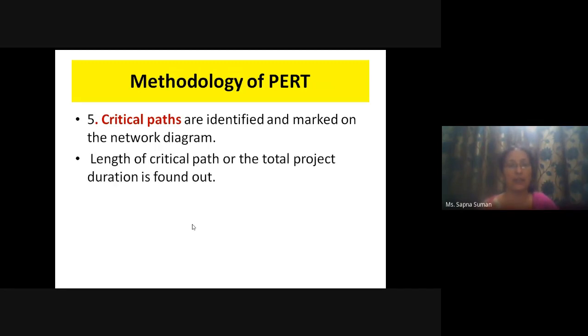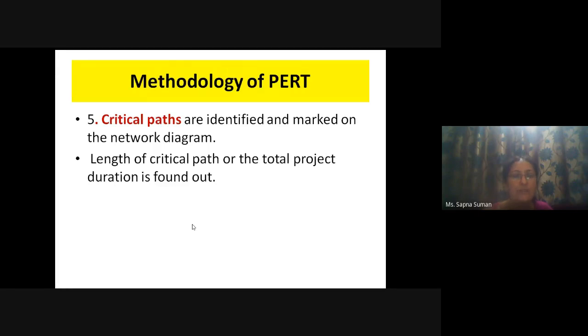And the length of the critical path and the total project duration is also found. Whatever calculation we have done earlier, taking the normal path into consideration, the same calculation we will have to do for the critical path also. Then we can compare both and see how much time we require if we follow the normal path, and what amount of time is required by us to complete the project if we follow the critical path. So this is the fifth point.